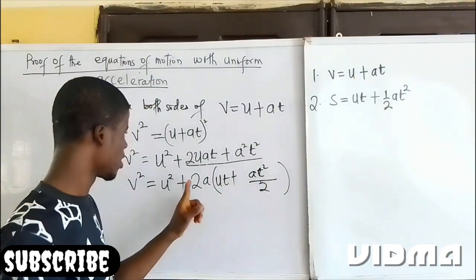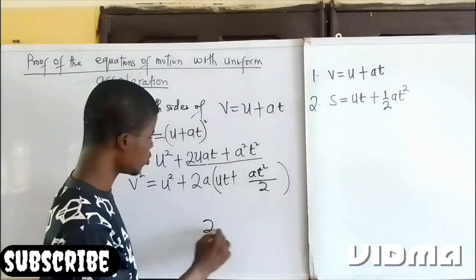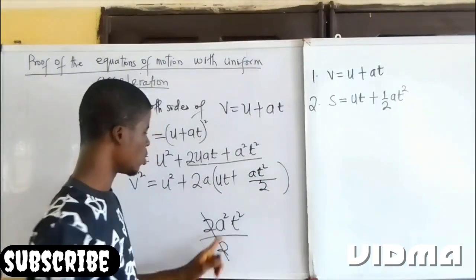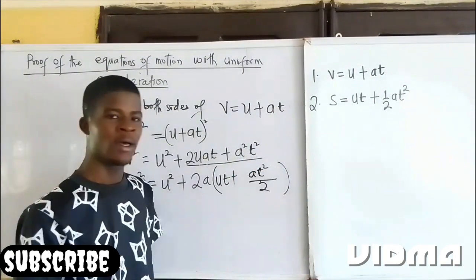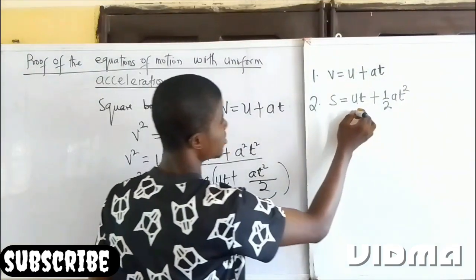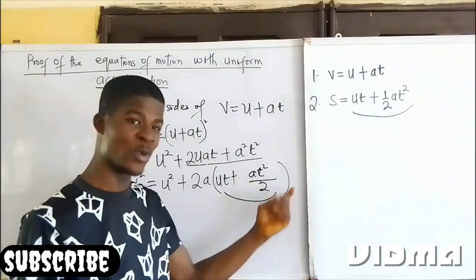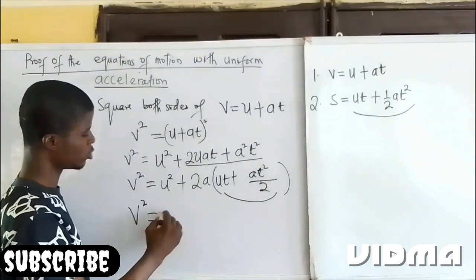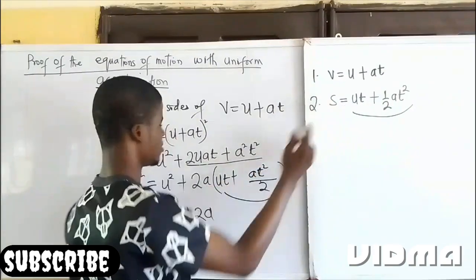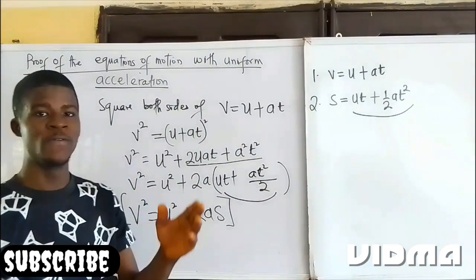So that 2A times AT squared will be 2A squared T squared. Then divided by these 2. 2 cancels 2. We now have A squared T squared as we have earlier. Now look very well. What you can see here is the second equation of motion. UT plus, this is actually half AT squared. So I can actually say V squared is equal to U squared plus 2A. Then in place of this, I can write S, so plus 2AS. So this gives us the third equation of motion with uniform acceleration.